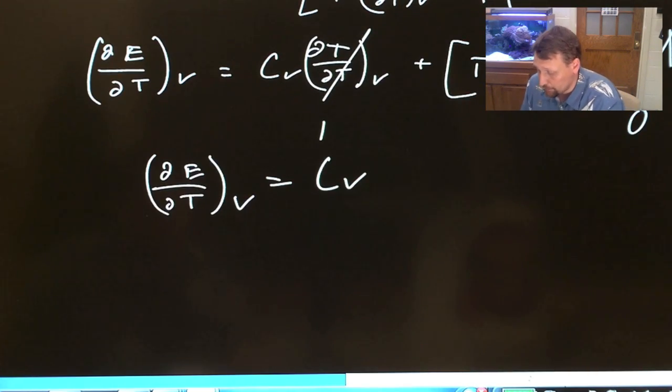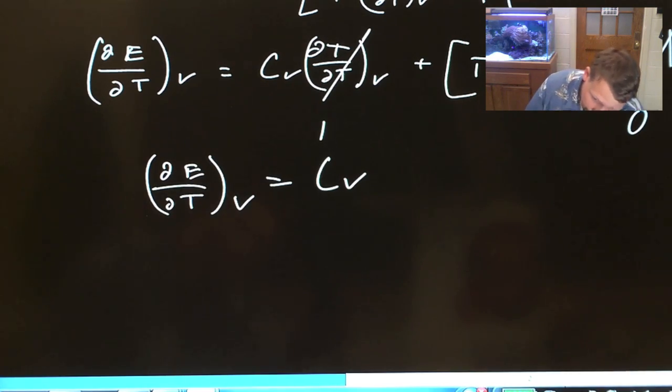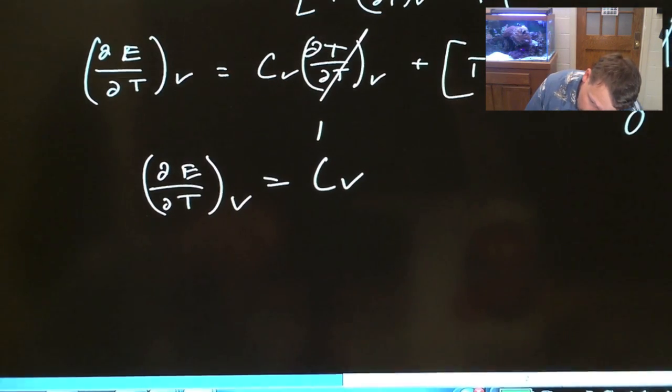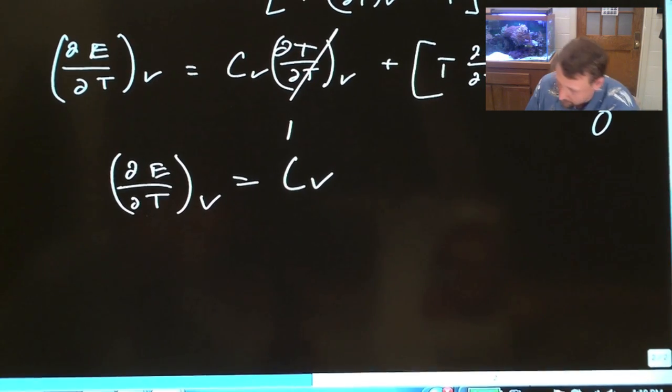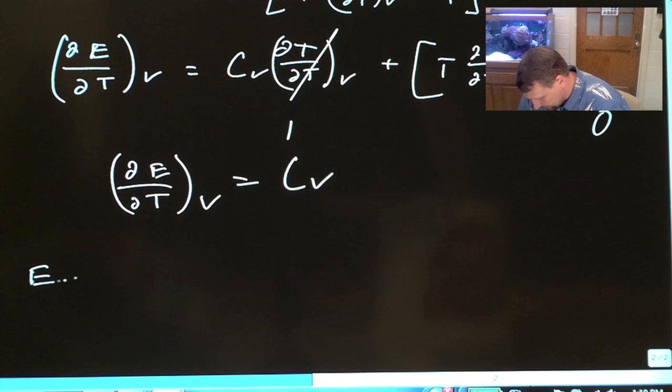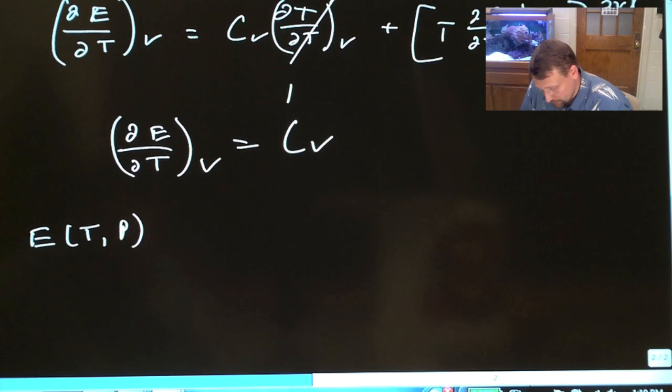What about the next part? Let's look at the next part here. Adjust the camera a tiny bit, capture more of the screen. Now what do we need? We need E as a function of temperature and pressure instead of temperature and volume. How might we do this?